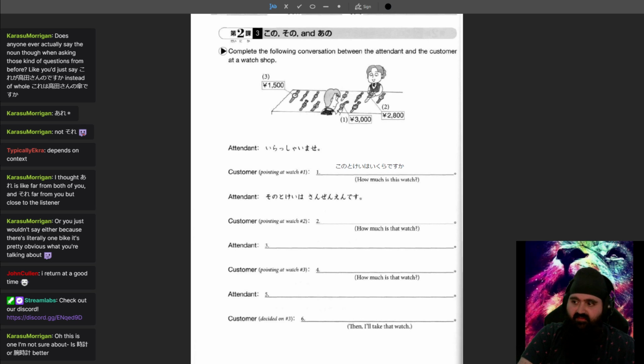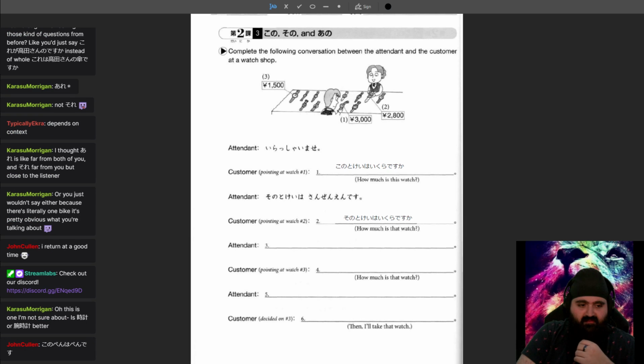We can verify that that is true. How much is that watch? Sono tokei wa ikura desu ka? Oh, this is one I'm not sure about. Is it tokei or nani tokei? Wristwatch. I don't know. But with the vocabulary, it's probably tokei.